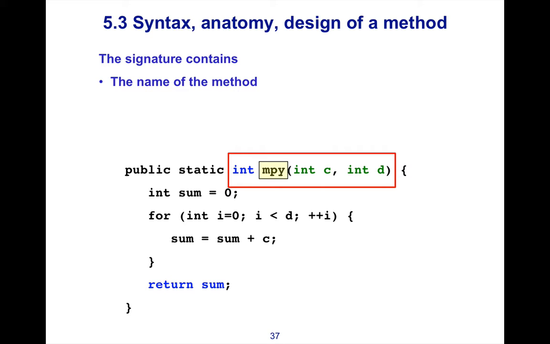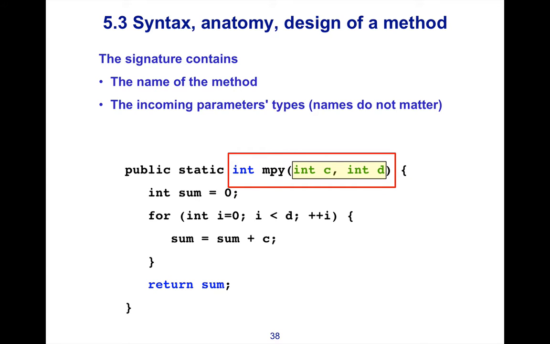So the first thing to talk about is the name of the method. That's an important part of the signature. If we want to use the method, we have to know its name. And once we know its name, we can call it. And when we call it, we have to supply it its parameters. And that's the next part of the signature. So we have the name of the method, along with its parameters and their types.